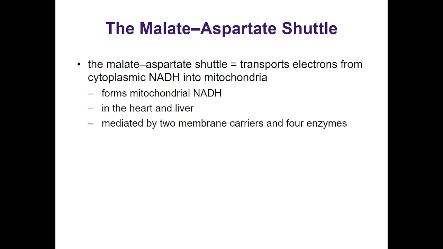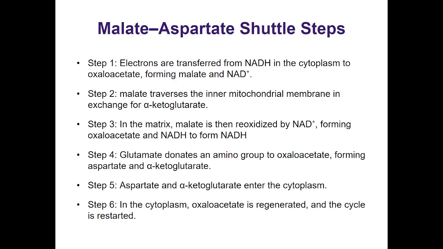It's going to be mediated by 2 membrane carriers and 4 enzymes. So the malate aspartate shuttle steps: in step 1, the electrons are going to be transferred from NADH in the cytoplasm to oxaloacetate, forming malate and NAD+. Step 2, the malate traverses the inner mitochondrial membrane in exchange for alpha-ketoglutarate. Notice, by the way, we're transferring very important intermediates that show up in a bunch of different metabolic pathways, right?